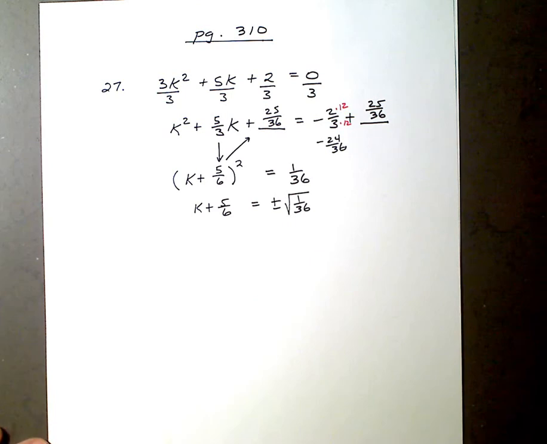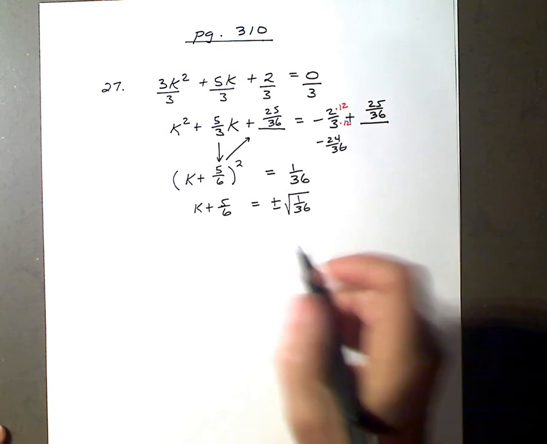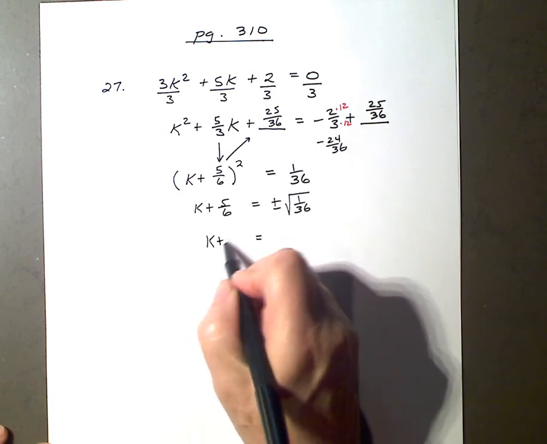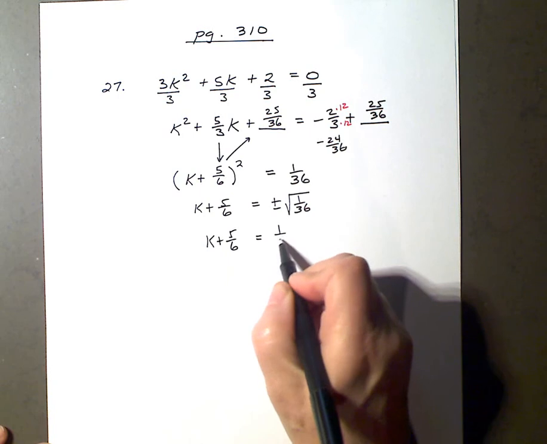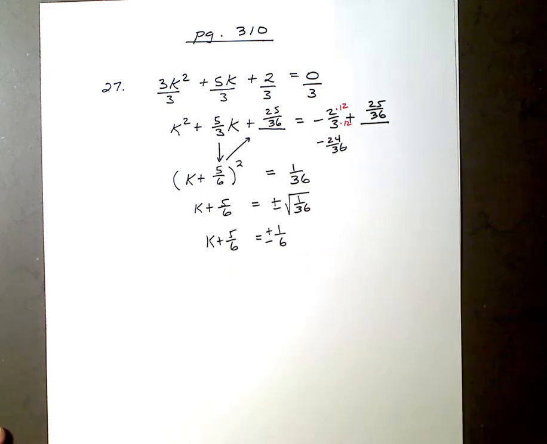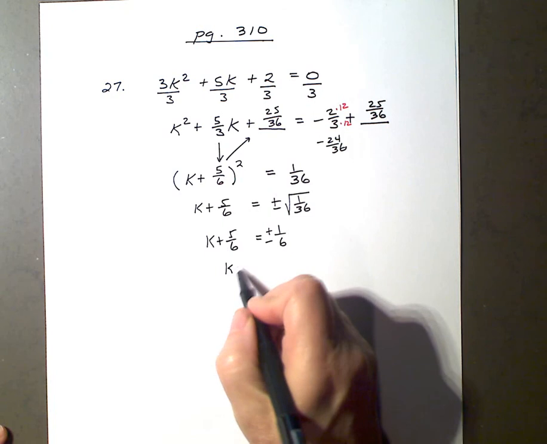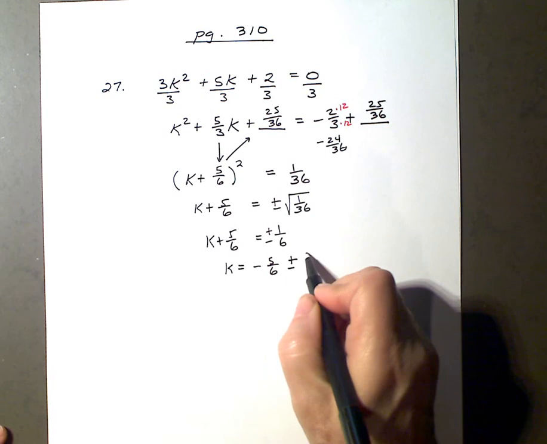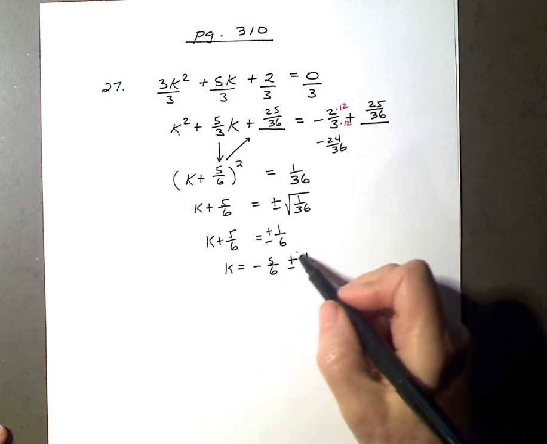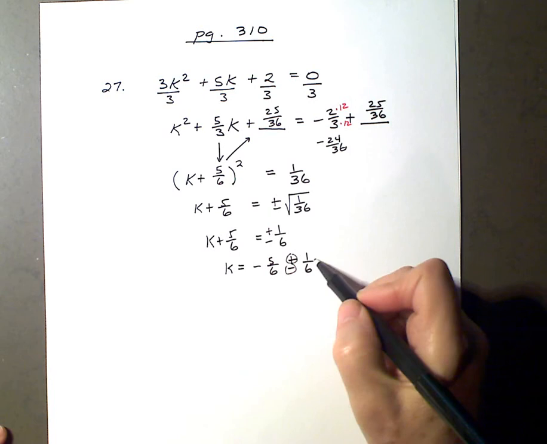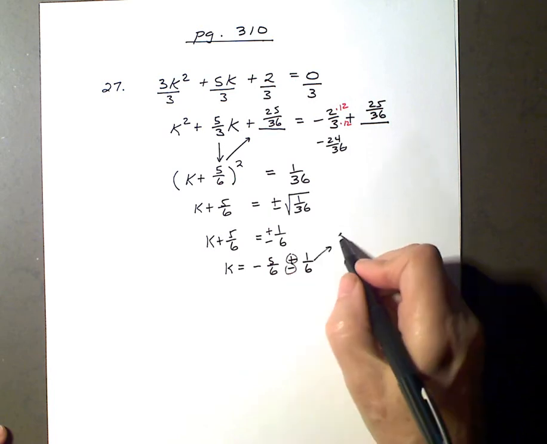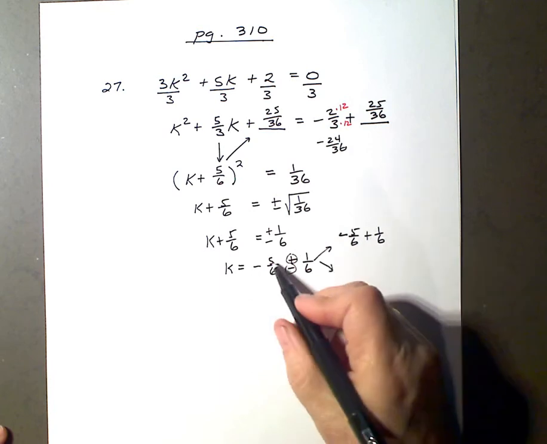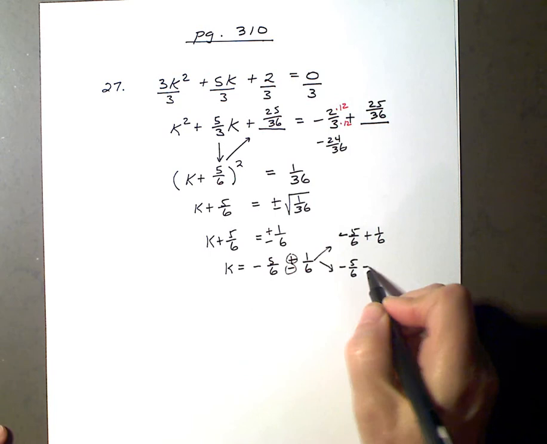This is the square root of 1 over the square root of 36, so it's just 1/6. And so I have k plus 5/6 equals positive or negative 1/6. And so subtracting 5/6 from both sides, I now have k is equal to negative 5/6 plus or minus 1/6. So there's two paths that are created, the plus path and the minus path. The plus path is negative 5/6 plus 1/6, and the minus path would be the negative 5/6 minus 1/6.